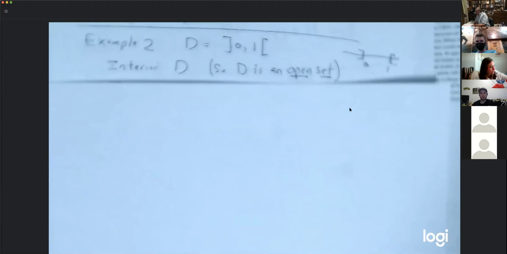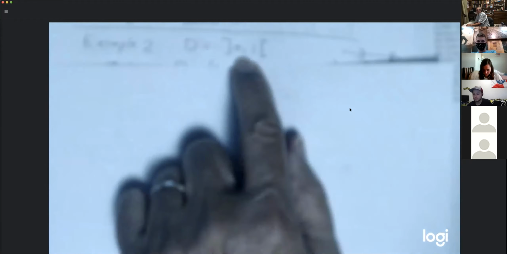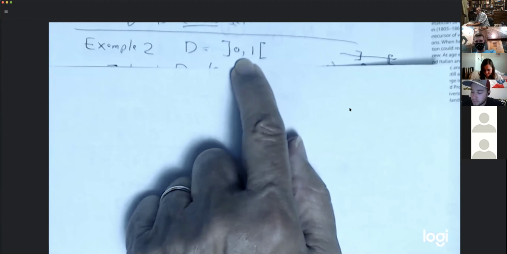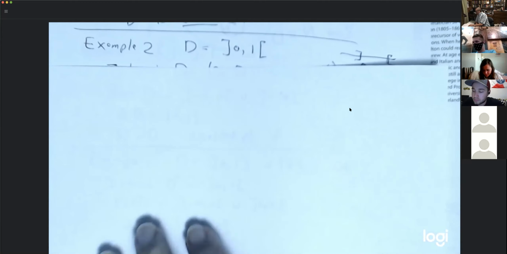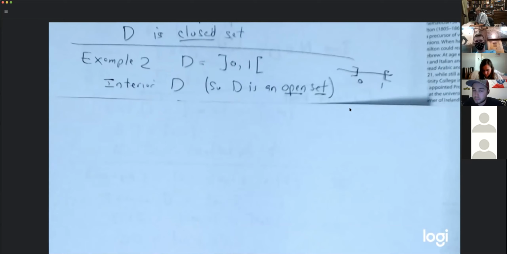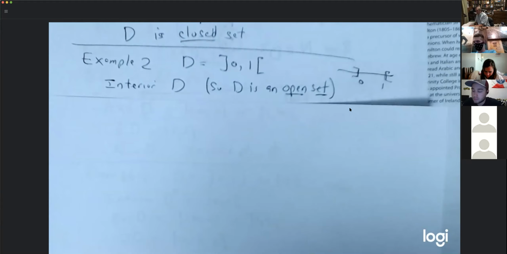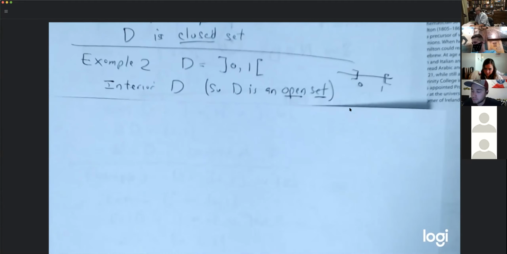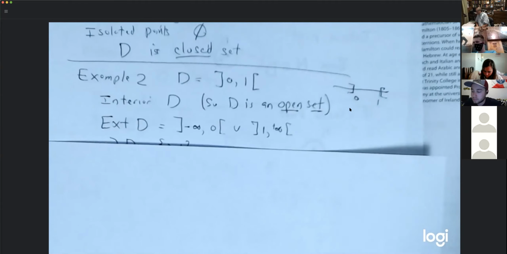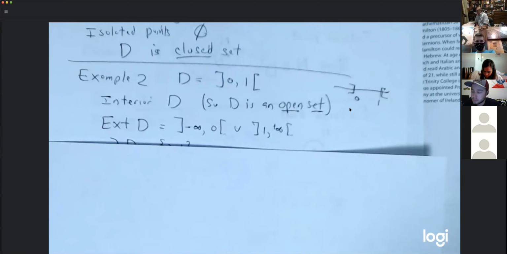What's example 2? The interval from 0 to 1 without either 0 or 1. This is called the open interval. Okay? What are the interior points? And the answer? D this time. Now, in the previous example, we had to throw away the 1 and 0 to make the interior, but now this is the interior. So it is an open set. Okay? What's the exterior? Same as before.